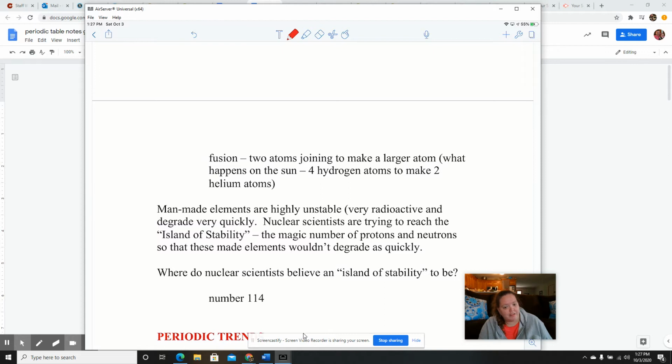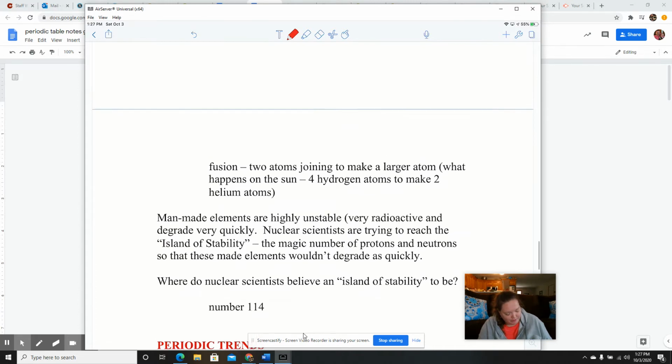But they are still working with smashing atoms together and creating more and more elements. But again, all of these man-made ones are very unstable, just long enough to be detected. And that is it for the note packet.